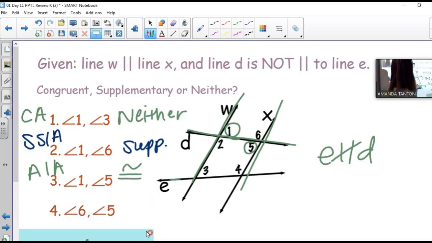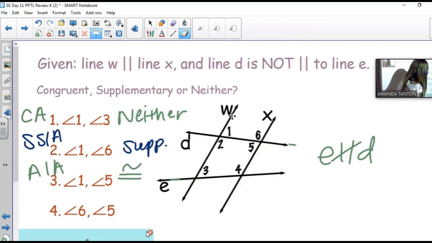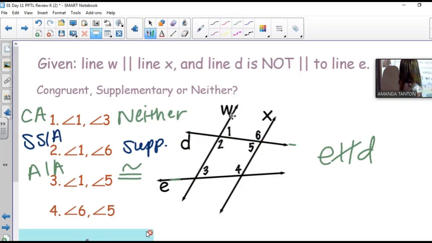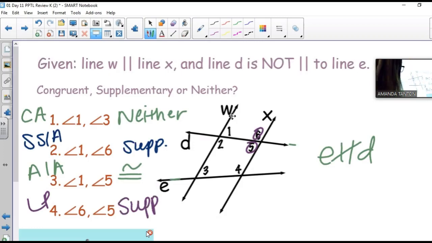Last but not least, 6 and 5. We always start with the vocab word. Those angles are from the angle unit, not even from this unit. They're called a linear pair. The theorem says if two angles form a linear pair, then they are supplementary. It doesn't rely on anything else. It doesn't need parallel lines. It doesn't even need 3 different lines. If two angles form a linear pair, then they are supplementary. No matter what, no conditions needed.